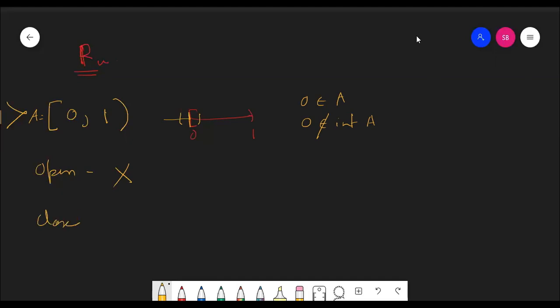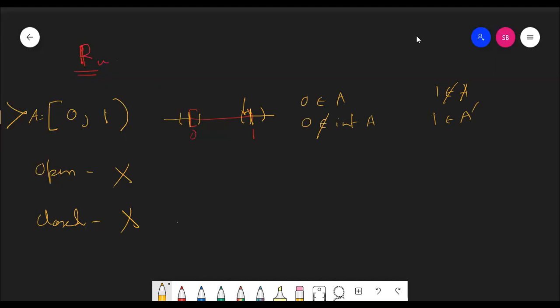Now what about closed? Is it closed? Again, it is not closed. Why? Because if we get a point outside the set A, which is a limit point of the set A, then we can say it is not closed. And here it is 1. So 1 is not inside the set A, but again for any neighborhood around 1, you will get some point inside the set A. So thus 1 is a limit point of the set A, but 1 is not in A. So 1 is not in A, but 1 is in A dash. Thus this is not closed.